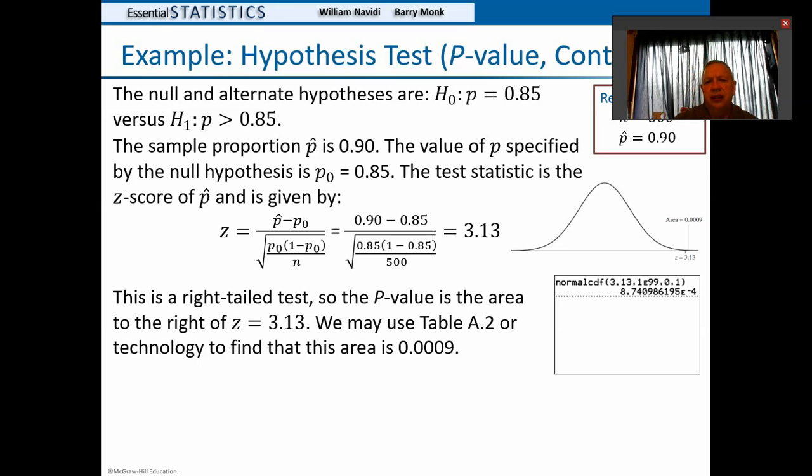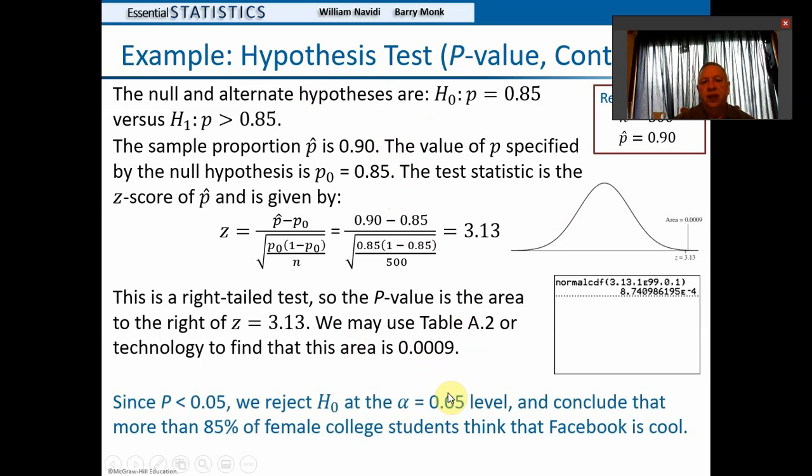So that's certainly less than our significance level alpha at the 0.05 level, or even the 0.01 level. So we reject H0 at the 0.05 level, and what we rejected is p less than or equal to 0.85. So we can make that statement and we're good. Okay.